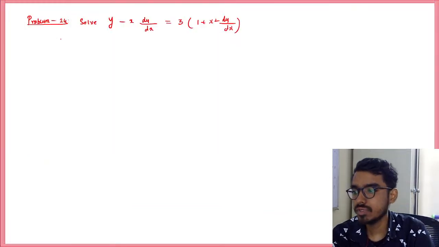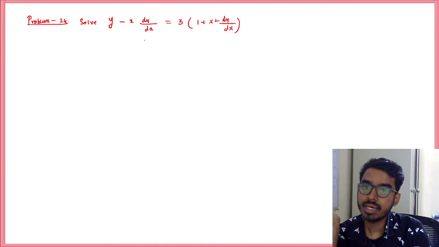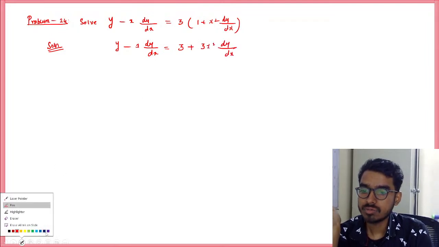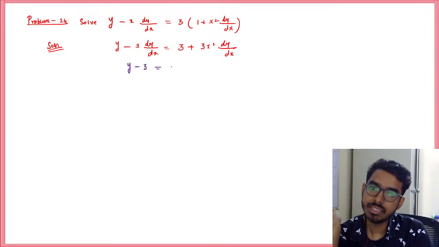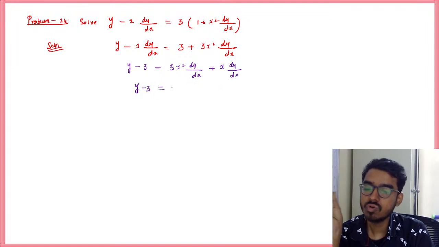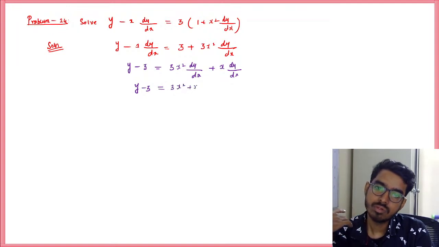Okay. So what we'll do is we'll separate the variables. So we have y minus x into dy by dx is equal to 3 plus 3x square dy by dx. We can write this as y minus 3 is equal to 3x square dy by dx plus x into dy by dx. Y minus 3 is equal to, if I take 3x square plus x outside, we have dy by dx.